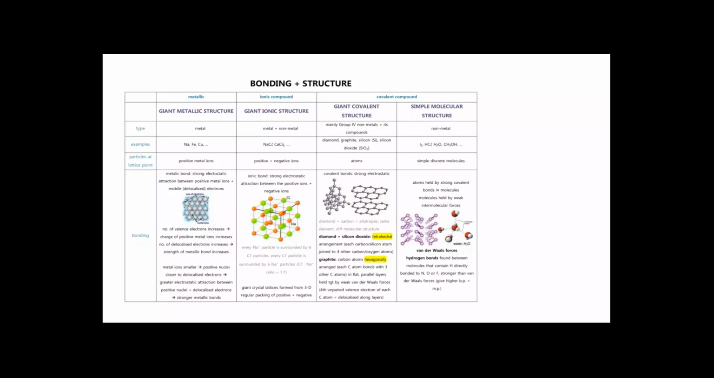I suppose for things like carbon, you can think of graphite and diamond as two allotropes. There are other allotropes as well, such as buckminster fullerene, but we're not going to go into that today. And then you have diamond, tetrahedral arrangement of each carbon or silicon atom joined to 4 other carbon atoms in diamond. In silicon dioxide, silicon each bonded to 4 oxygen atoms. And in graphite, the carbon atoms are hexagonally arranged into layers, and you can see this here.